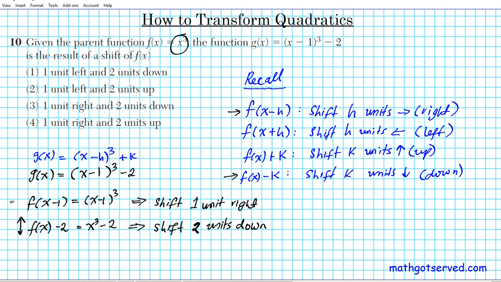But when you're composing a function with x plus or minus a number, that's a horizontal shift, and then minus goes to the right and positive goes to the left, and then for vertical shifts, minus goes down and plus goes up. Alright, so the shifts that are going to happen from x to the third, which is f of x, to g of x, is 1 unit to the right and 2 units down. Answer to question number 10 is option number 3.